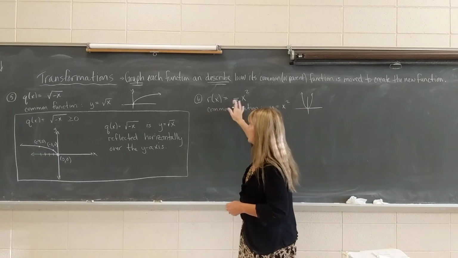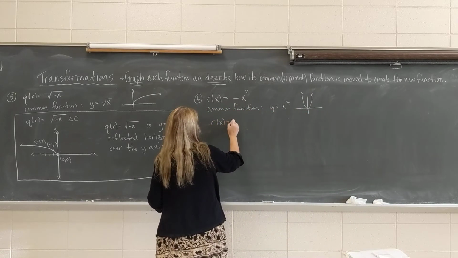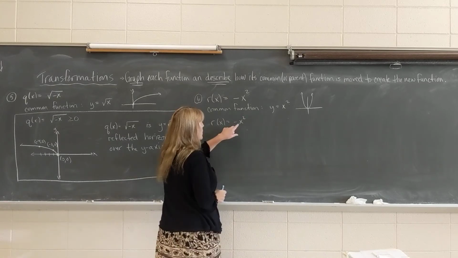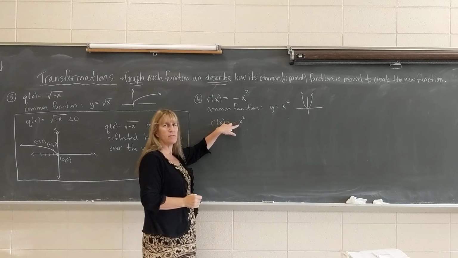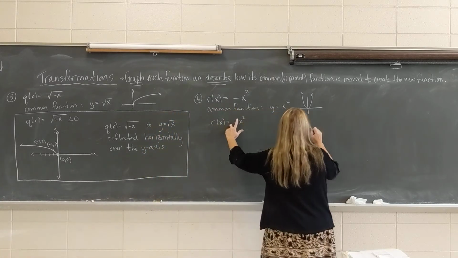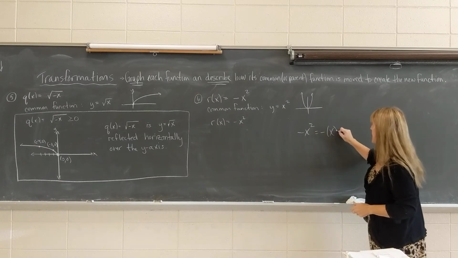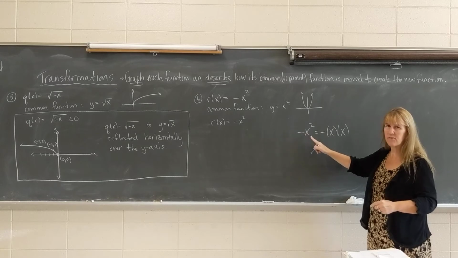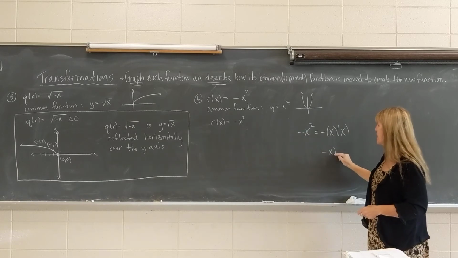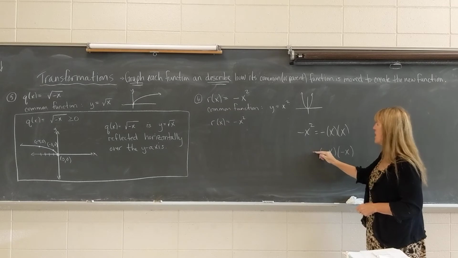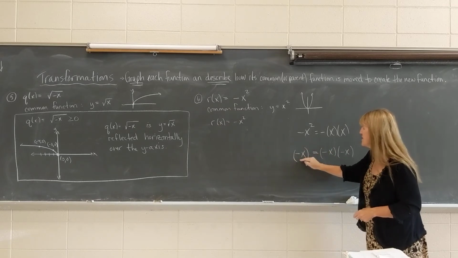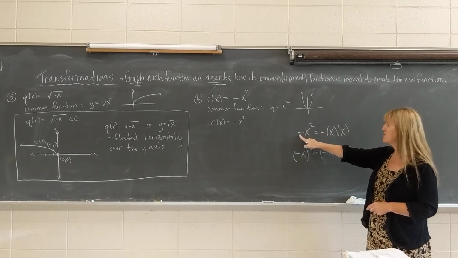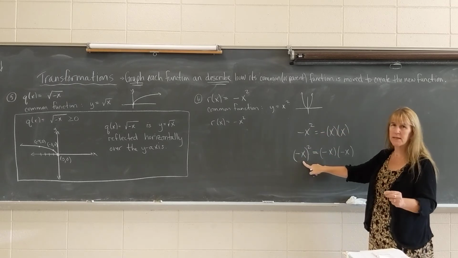Now we're going to do this r of x function. R of x is equal to negative x squared. And hopefully you guys get what negative x squared means. Negative x squared is negative x times x. The square is only applying to the x. It's not negative x times negative x. If I wanted negative x multiplied by negative x, I would call that negative x quantity squared. These are two completely different things. A negative on the outside and a negative on the inside, two completely different things.